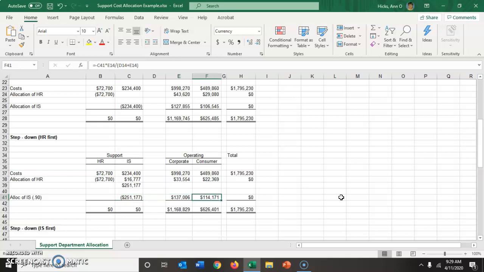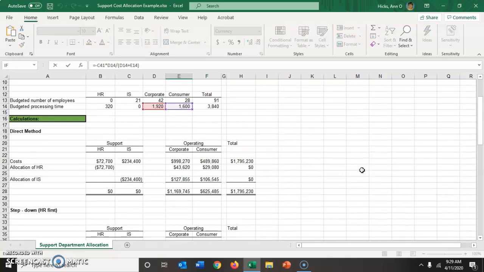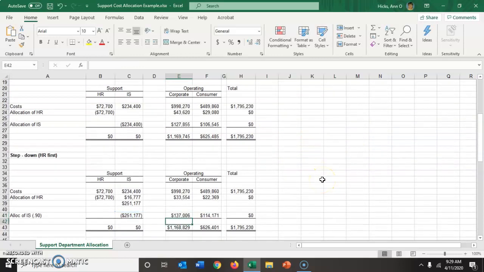So when we do our formula, which will be the same formula we did above, wherein the numerator is corporate or consumer, and the denominator is the sum of the two. We're ignoring HR. The only difference between this and the direct method is that the amount we'll be allocating is going to be $251,177. The $234,400 incurred in information systems plus the 16,777 that was allocated to them.